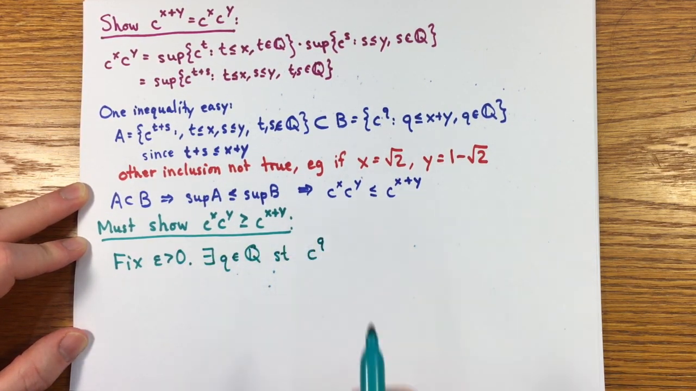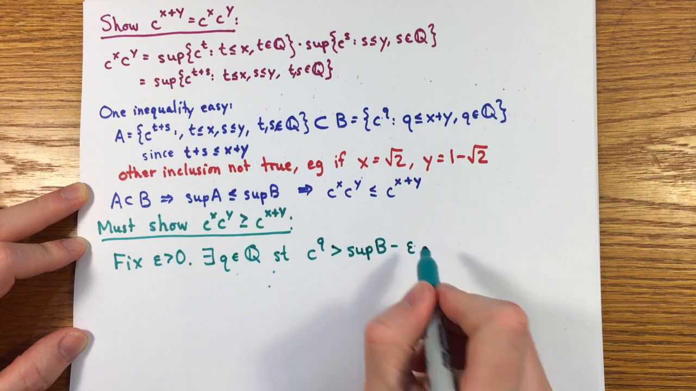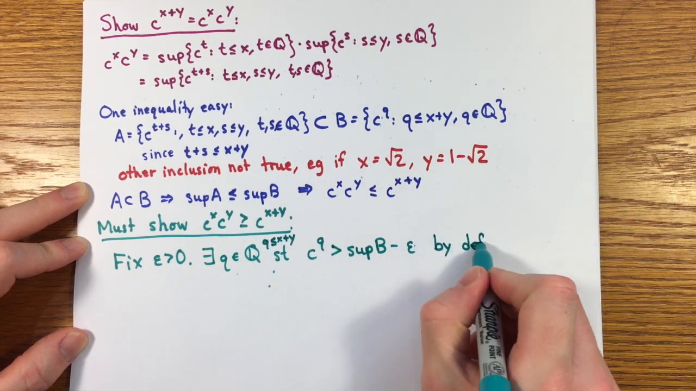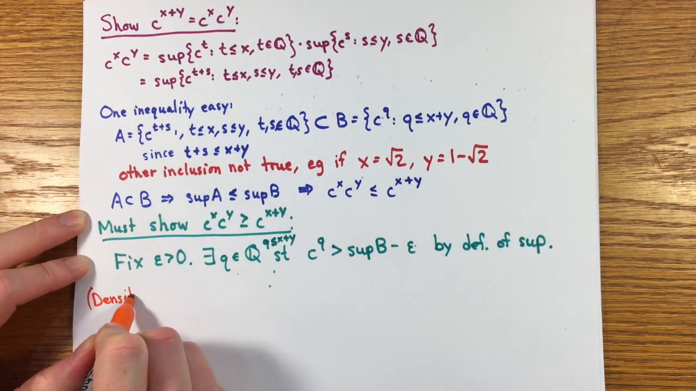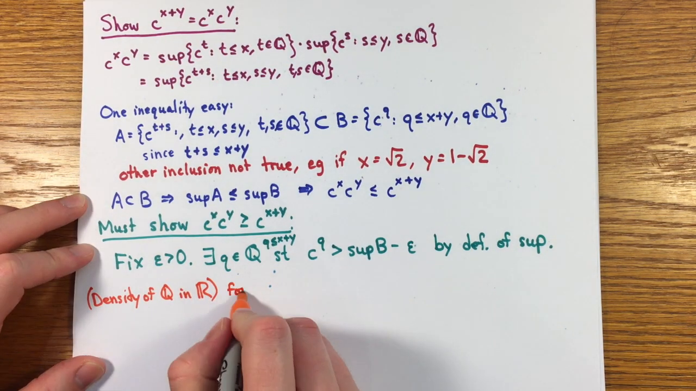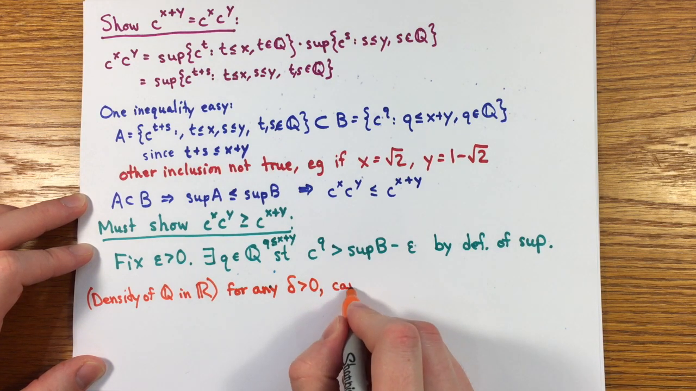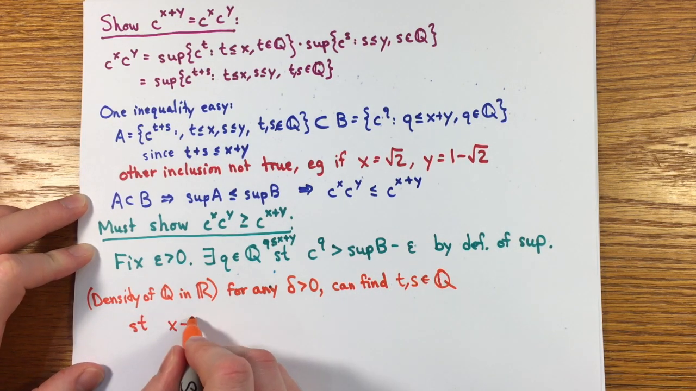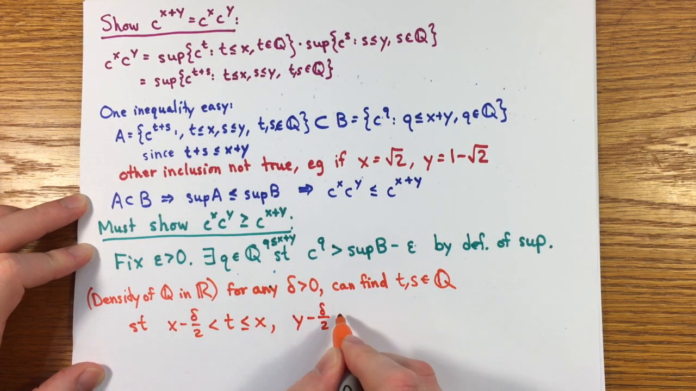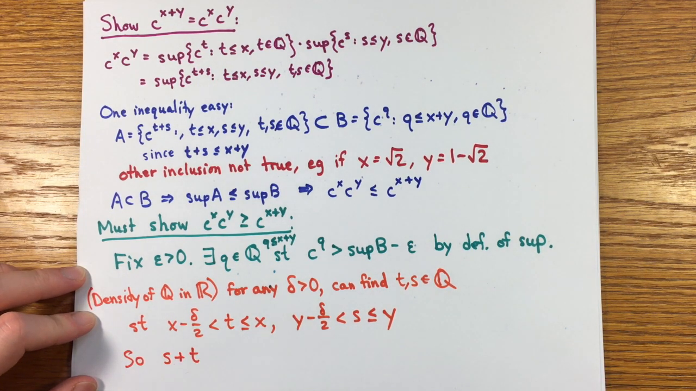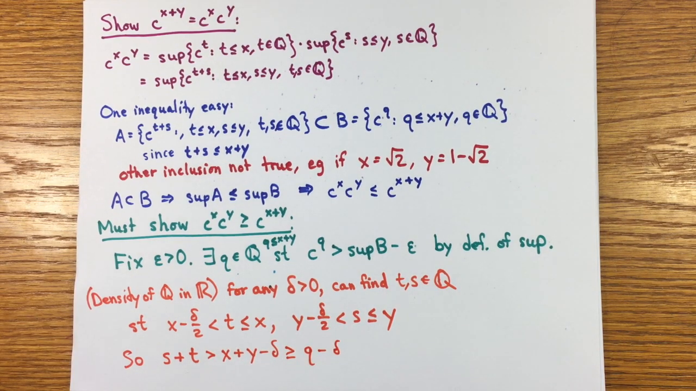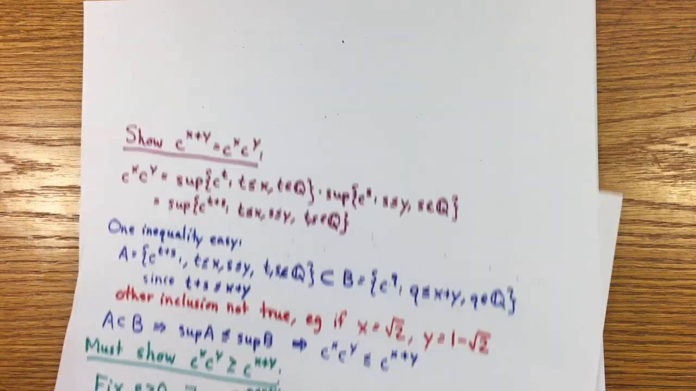Fix epsilon small and take a rational q less than x plus y, such that c^q is within epsilon of the sup. That can always be done by the definition of the sup. Now, for any delta, no matter how small, there's always a t rational between x and x minus delta over 2. That's the density of the rationals in the reals. And the same for s. So we can find t plus s greater than q minus delta.